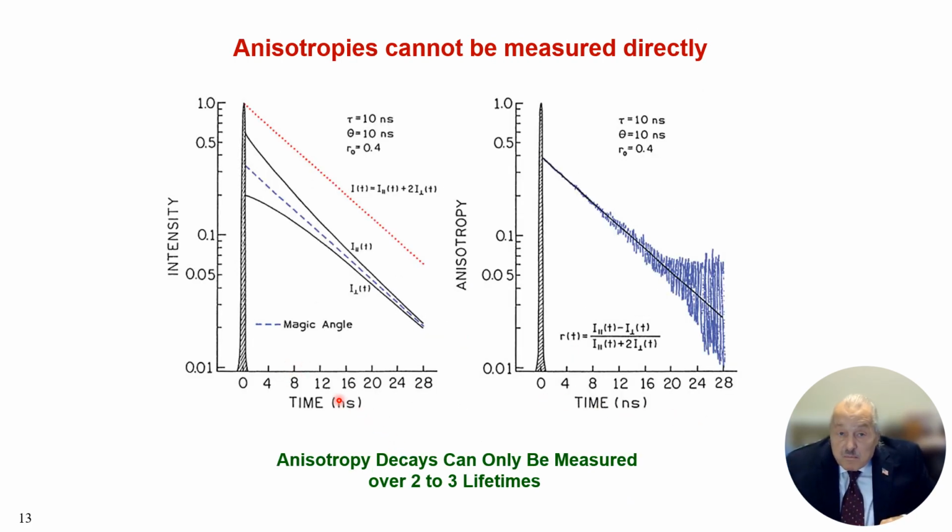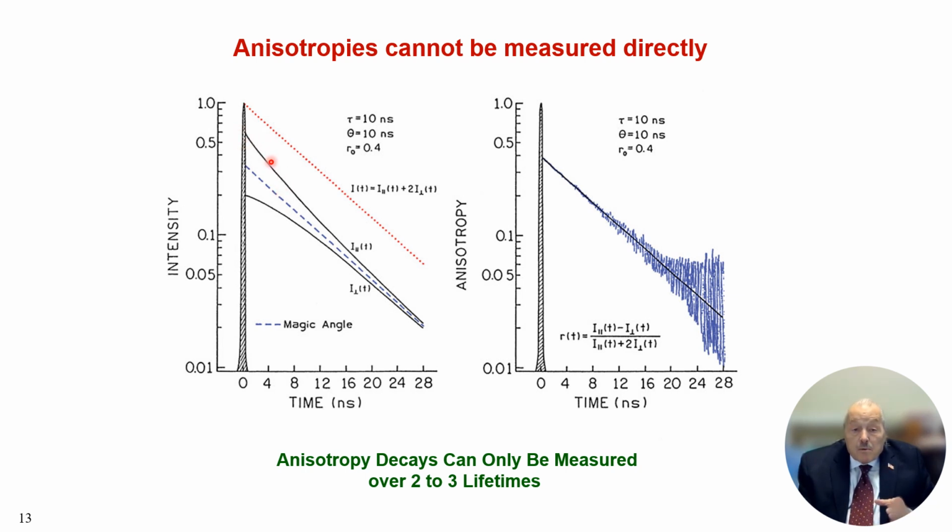This is what I meant by the anisotropy decays. First of all, I'd like to point out that we have no such thing as an anisotropy detector. So all we can do is measure the polarized intensity decays. So let's take a look at that. We've assumed some values here and an r0 value. And for the I parallel plus 2 I perpendicular, it's here. But what do the polarized decays look like?